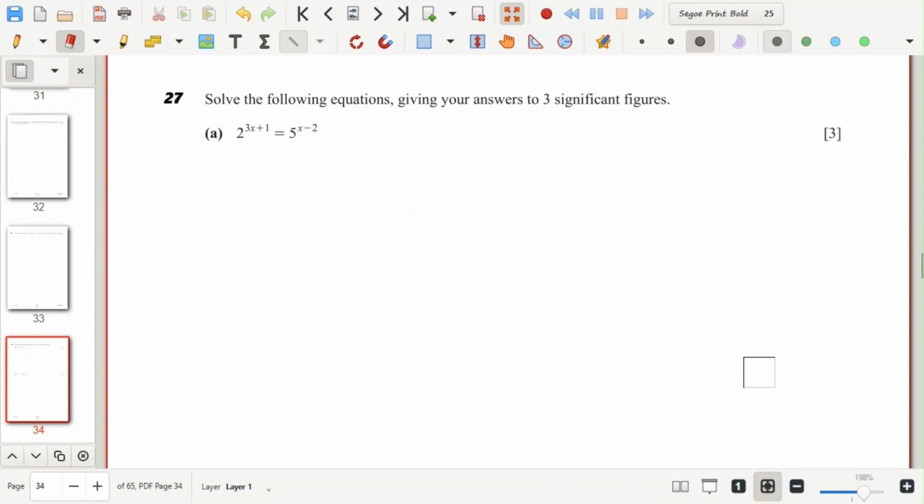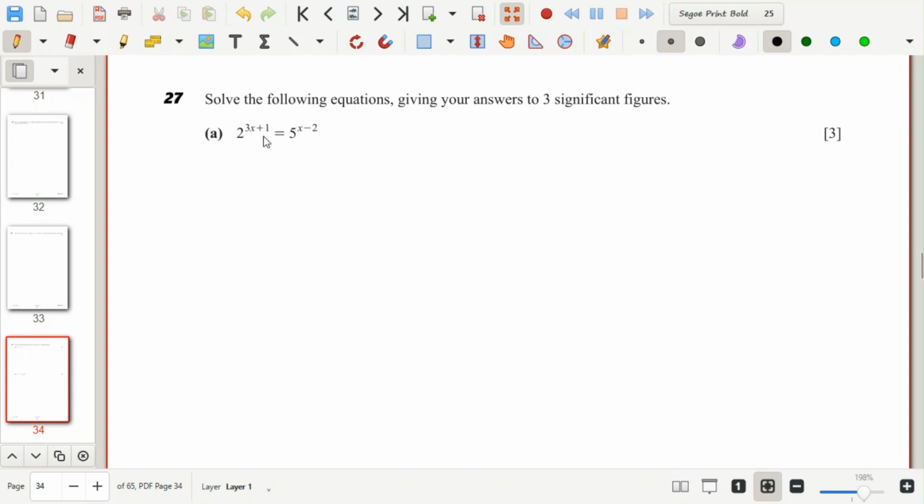Okay, let's look at this question. Question 27. Here, your bases are different. So what's the best way to go? You have to find the logarithm of both sides, okay? If it was e to the power something, then that's when I would have to find ln.